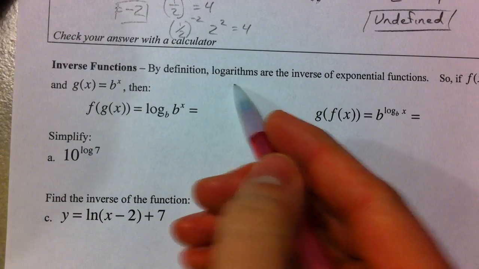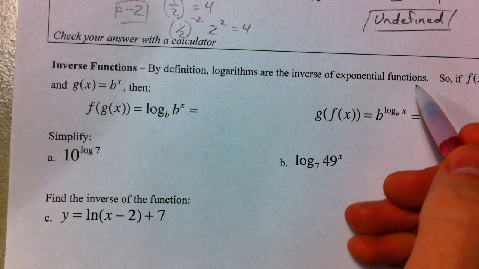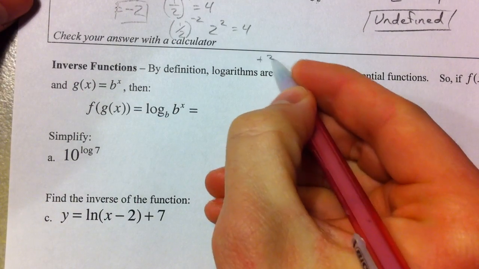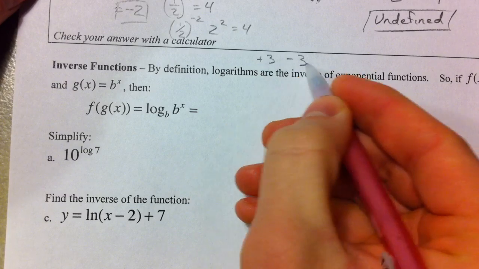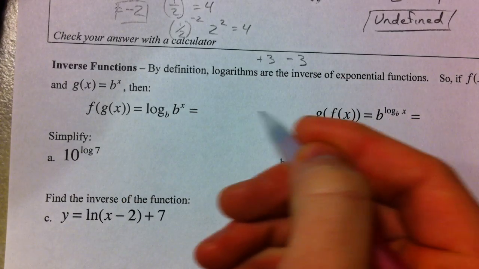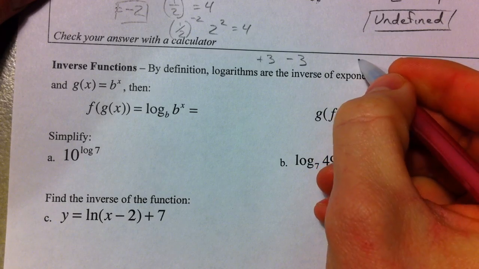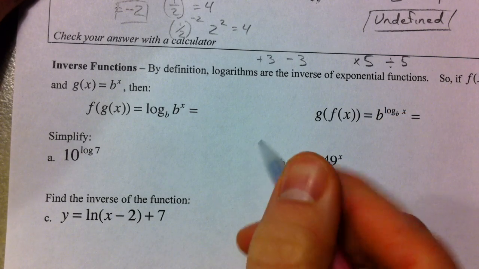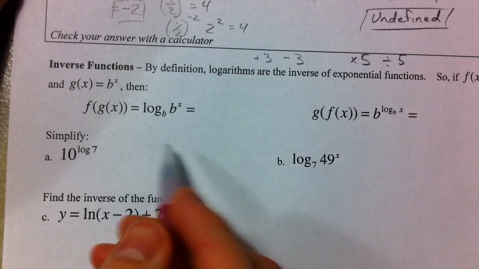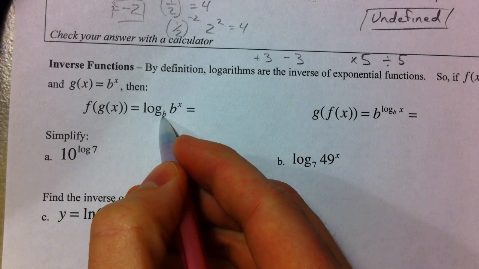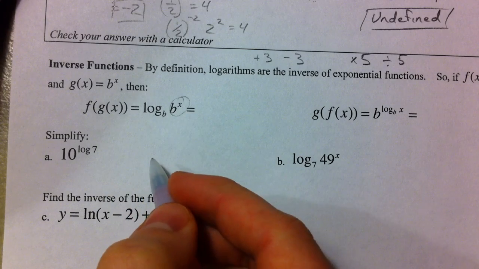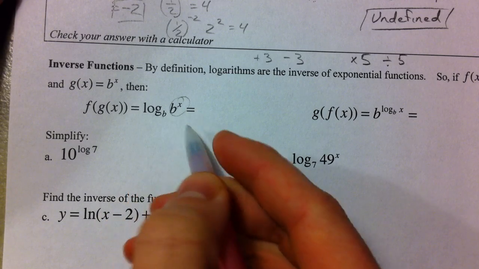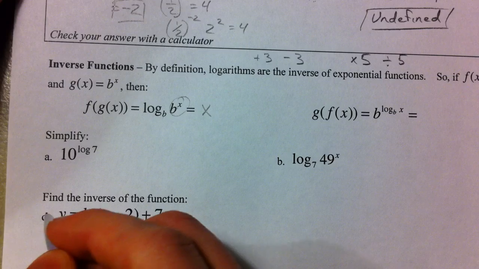So, by definition, logs are the inverses of exponential functions. What do we mean by that? +3 and -3 are inverses. Because if you add 3 to something and then subtract 3 from something, you'll get back to exactly what you started with. Or if you multiply by 5 and then divide by 5, you'll get right back to where you started from. Those are inverses. So if we take the log base b after we raise it to a power, this is going to undo the exponent. The log undoes the exponential part, and you just get what you started with.